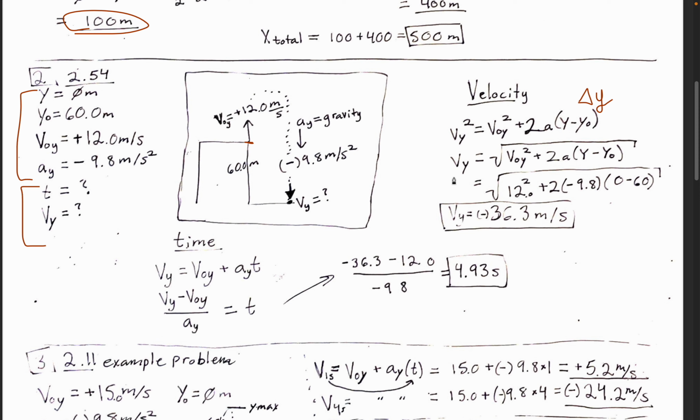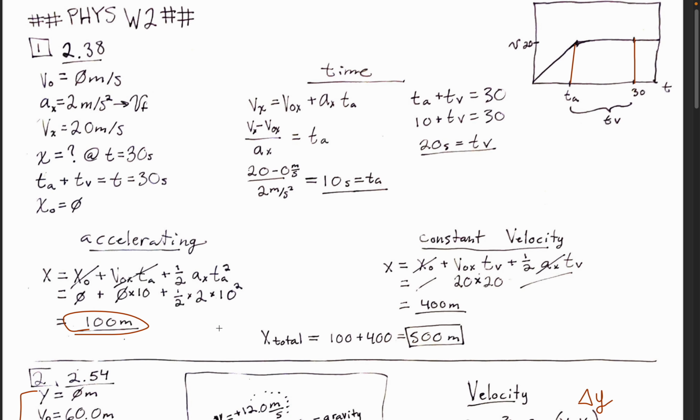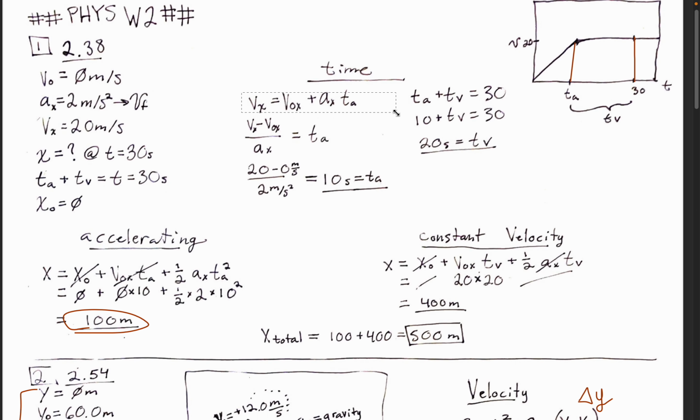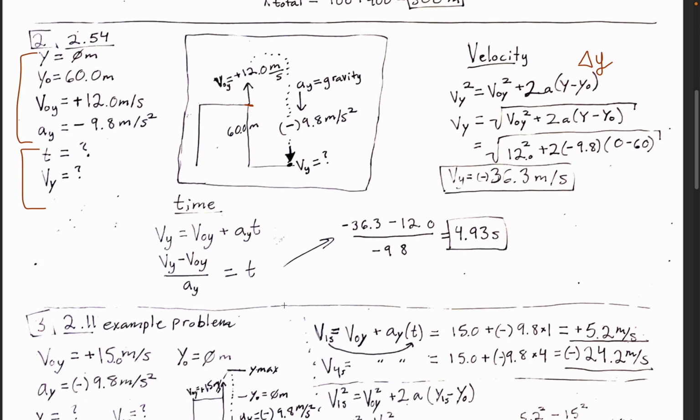But you'll need to remember to put the negative sign there. Next, we find time using our found final velocity, using this equation here, and rearrange it to get time on one side. So I think we use this equation up above right here, and we rearranged it the same way here. So you should know how to do that.